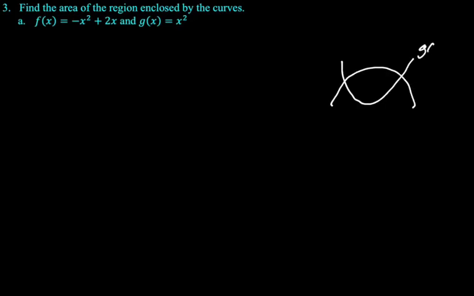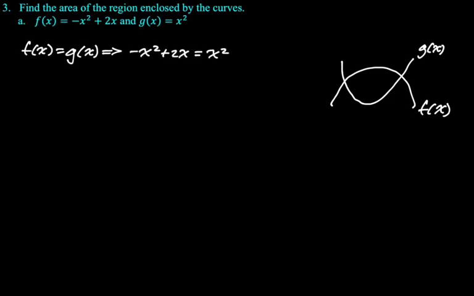So we can sketch it. One of them is a parabola that opens up. One of them is a parabola that opens down. So that'll be easy to determine which one's on top and which one's on the bottom. f of x is definitely the top function. g of x is the bottom. Before we do that, we need to know where these things intersect. So we're going to solve f of x equals g of x. So negative x squared plus 2x is equal to x squared. Move everything to one side.